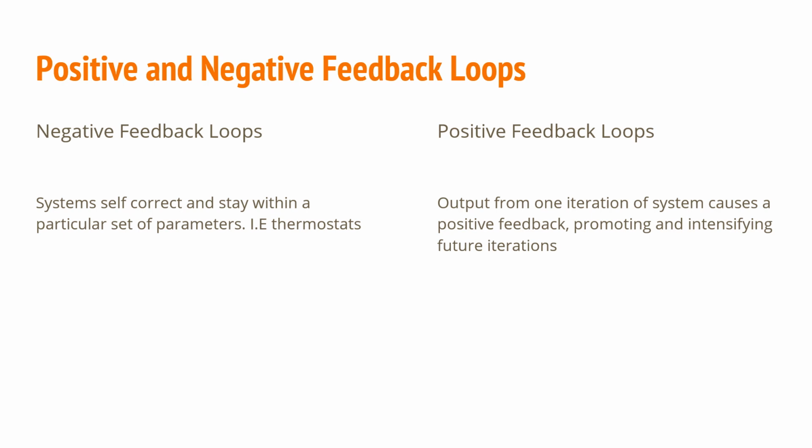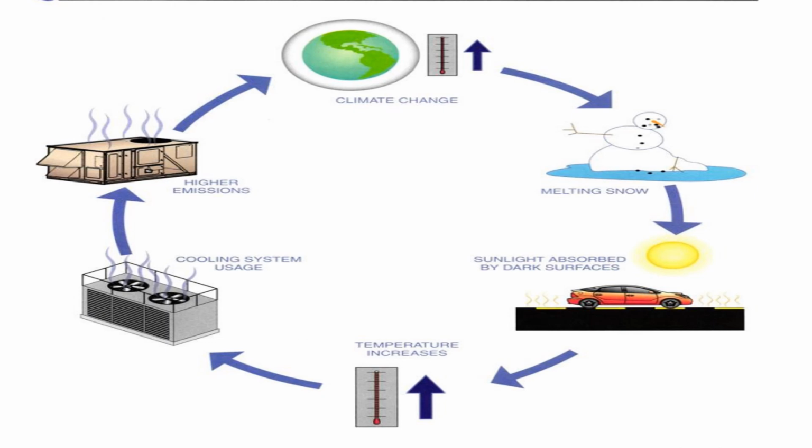Whereas a positive feedback loop is where the output from one iteration of a system causes a positive feedback, promoting and intensifying future iterations. An example of this is global warming, climate change. We have melting snow, which leads to an increase in the sunlight absorbed by dark surfaces, the temperature increases, our cooling system usage increases, which results in higher emissions, which then results in more climate change, which causes the whole cycle to repeat more and more and more until it snowballs out of control.